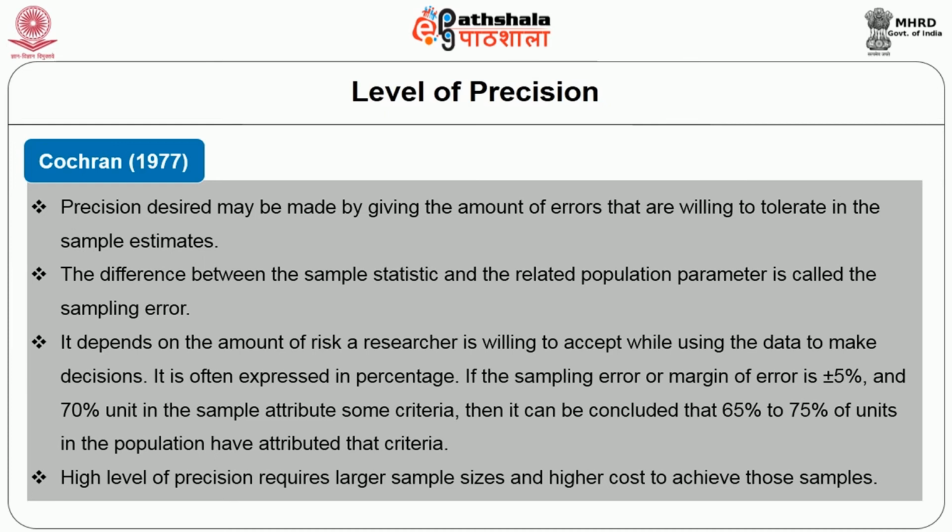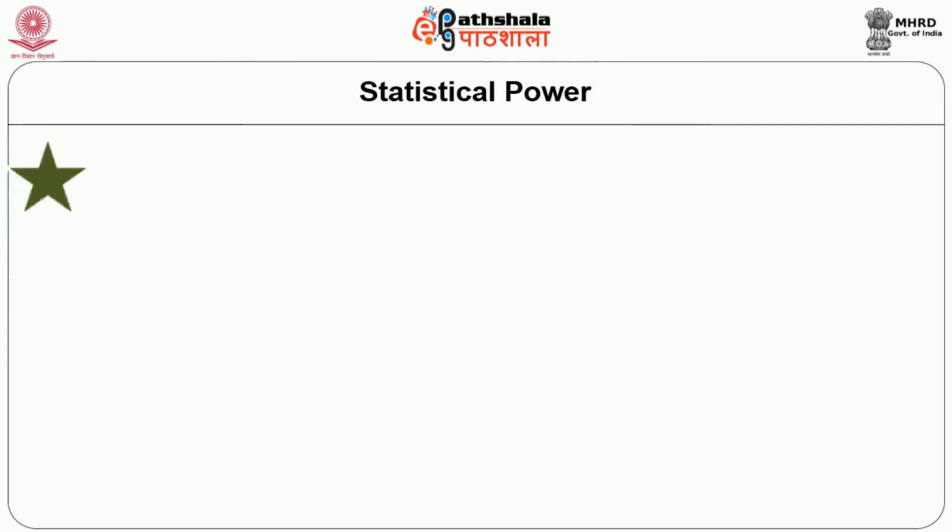If the sampling error or margin of error is plus or minus 5% and 70% of units in the sample have some attribute or criteria, then it can be concluded that 65 to 75% of units in the population have that attribute or criteria. A high level of precision requires large sample sizes and higher cost to achieve these samples.